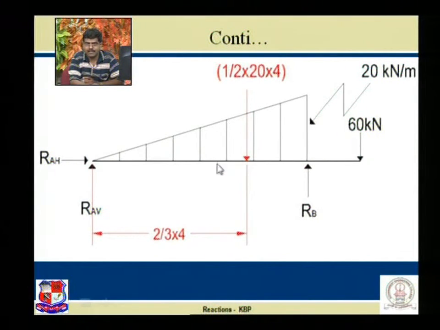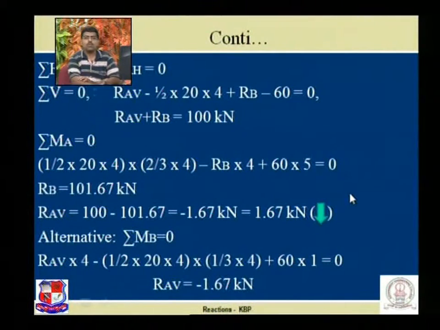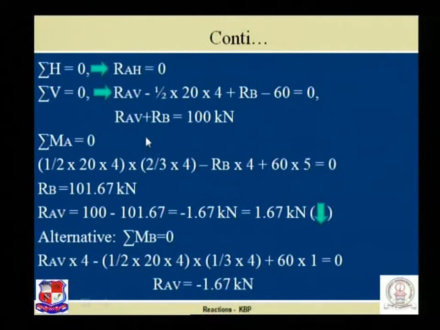If you take sigma V equal to 0, RAV upward, so plus RAV minus half into 20 into 4 plus RB minus 60 is equal to 0, and we will achieve one equation, that is RAV plus RB is equal to 100 kilonewton. This means the summation of the two vertical reactions is equal to the total downward load acting on that beam, that is 100 kilonewton.